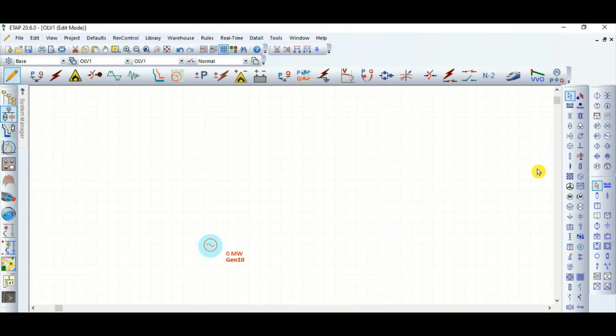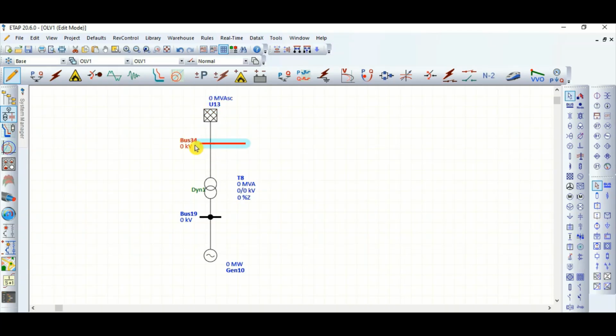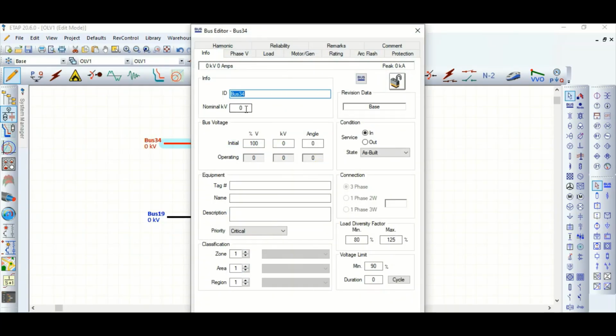So this is a generator and this is the generator bus. There is another bus in between. This is the generator step up transformer, and here it's a grid. Okay, now let's define the parameters quickly. Let's say this is a 400 kV bus.